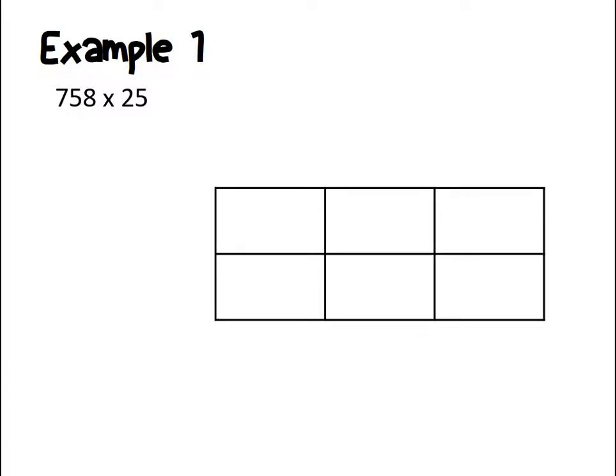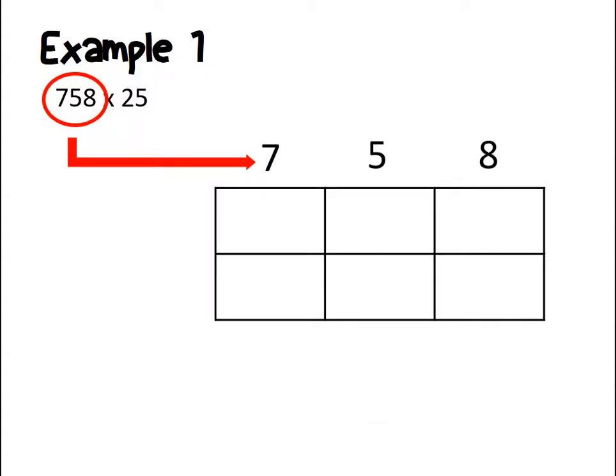Therefore, I need to draw in 3 columns and 2 rows. So you are going to have a table that looks like this. Now, it doesn't matter how big your first number is, whether it's 2 digits, 3 digits, 4 digits, 5 digits, whether it's bigger than the second number or not, that number goes onto the top of your table. So you say 7, 5, and 8.